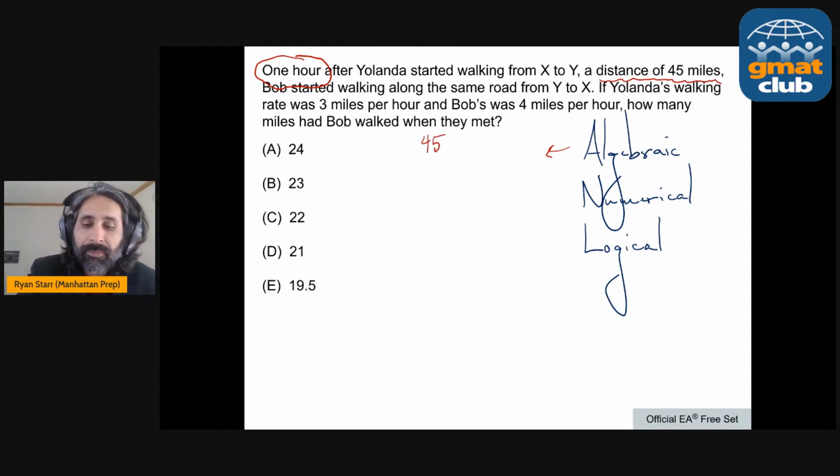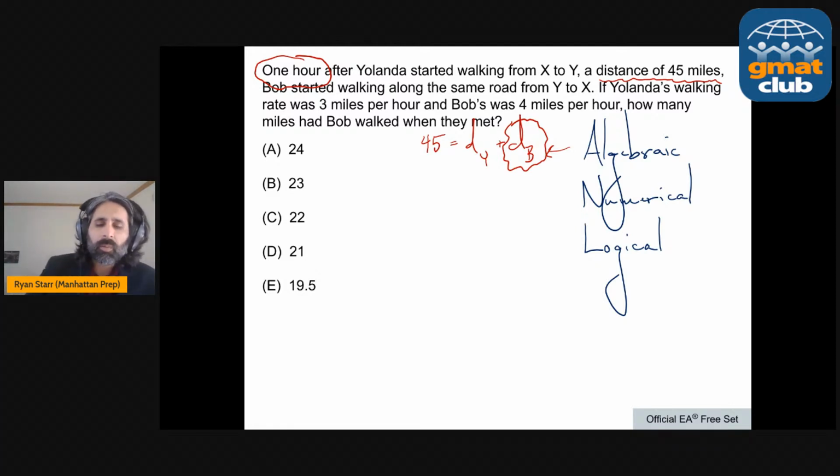And so that 45 miles is going to be equal to the distance that Yolanda travels plus the distance that Bob travels. And it's worth noting that the question is asking for the distance that Bob travels anyway, right? That's what we're trying to get to in this problem. Again, really important because there is going to be a trap answer for the wrong question, Yolanda in this case.